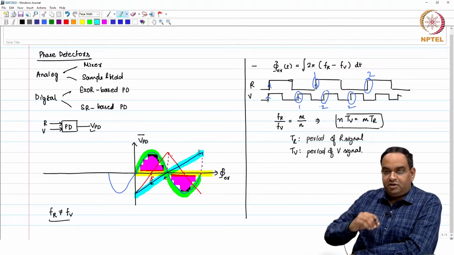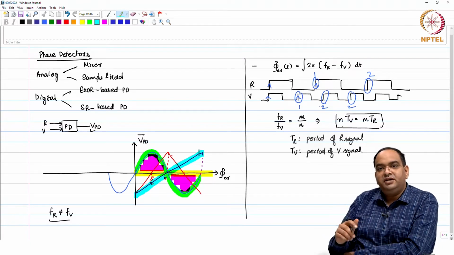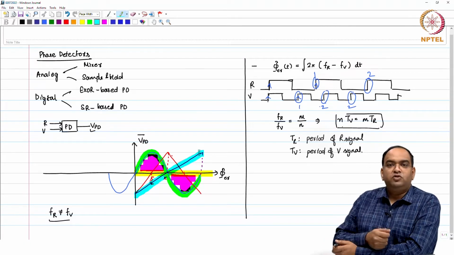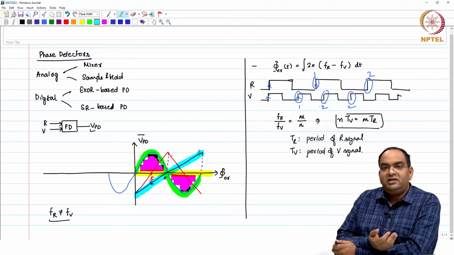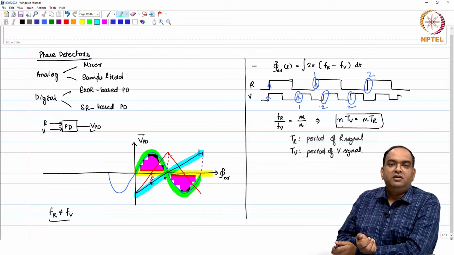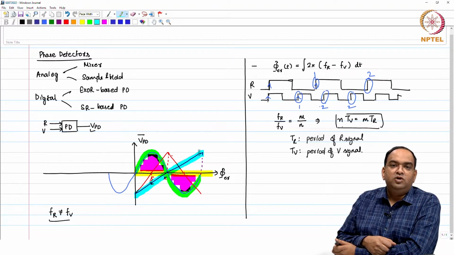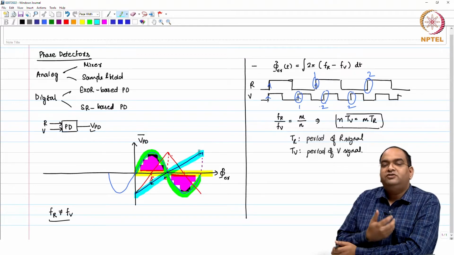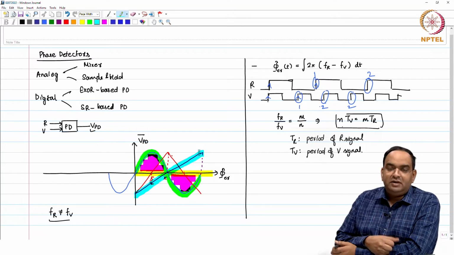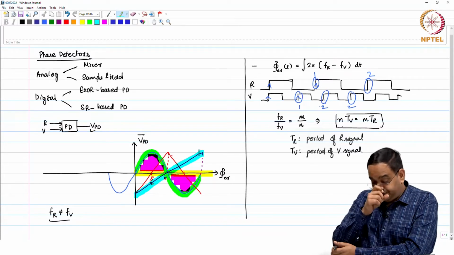So, as the phase error keeps on increasing, VPD also keeps on changing, and when you take the average of VPD over a given period of time, you will see that average is equal to 0. So, it will not be able to detect large frequency error in any case, even if sometimes the frequency error may even be of the opposite sign.